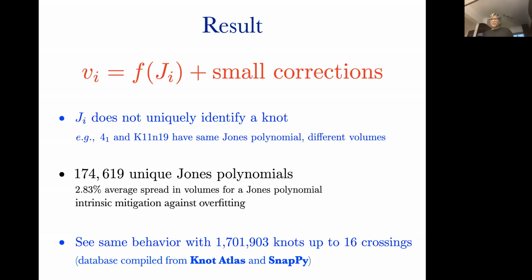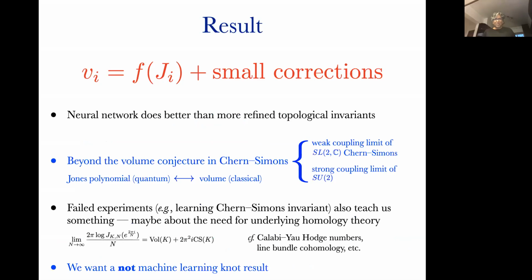The fact that the same input, the same Jones polynomial, gives different outputs may be an intrinsic mitigation against overfitting effects that one might encounter. So I showed plots for knots up to 15 crossings, this data set of about 300,000 knots. The same story applies in the full data set with 1.7 million knots up to 16 crossings. So what's going on? Why are things working the way they are?